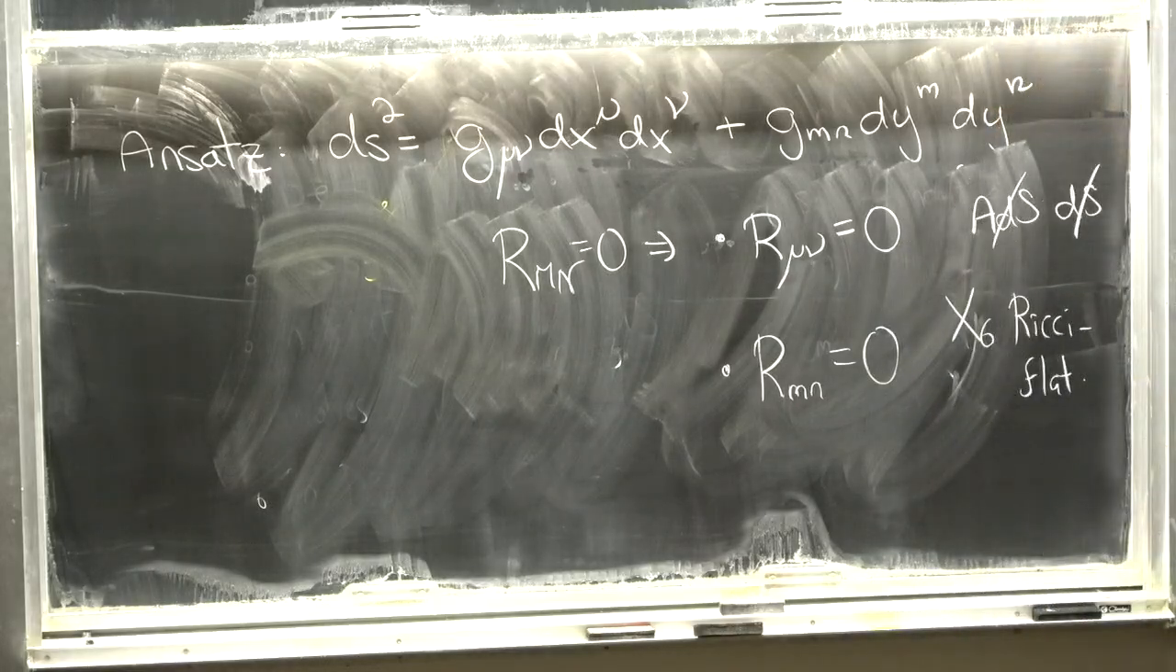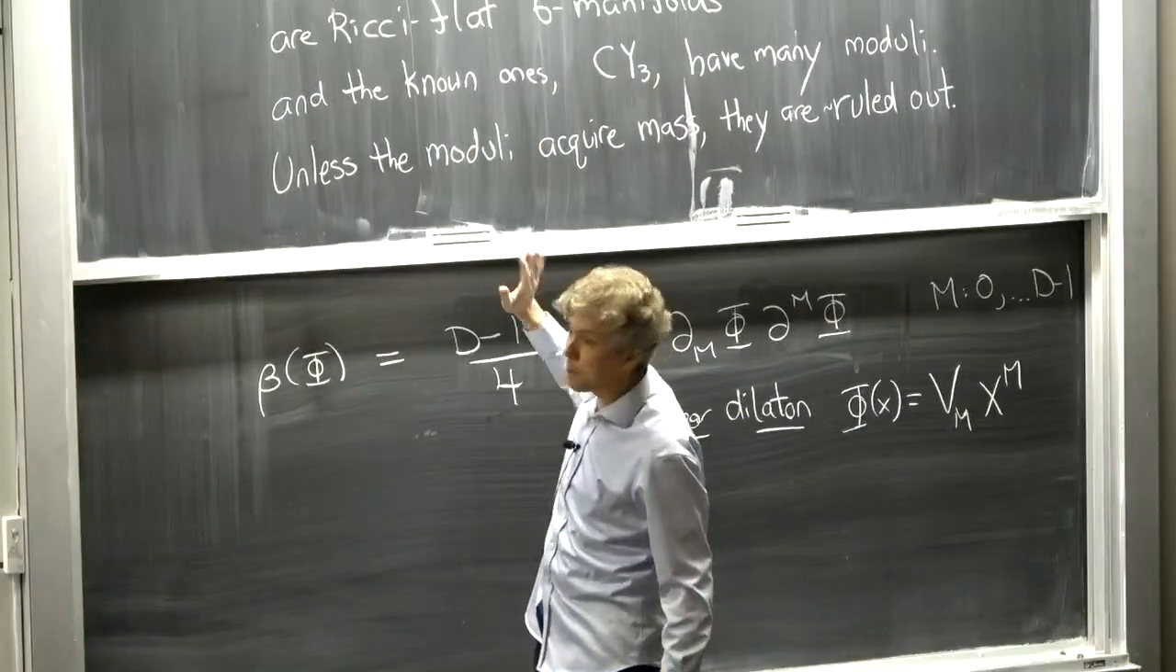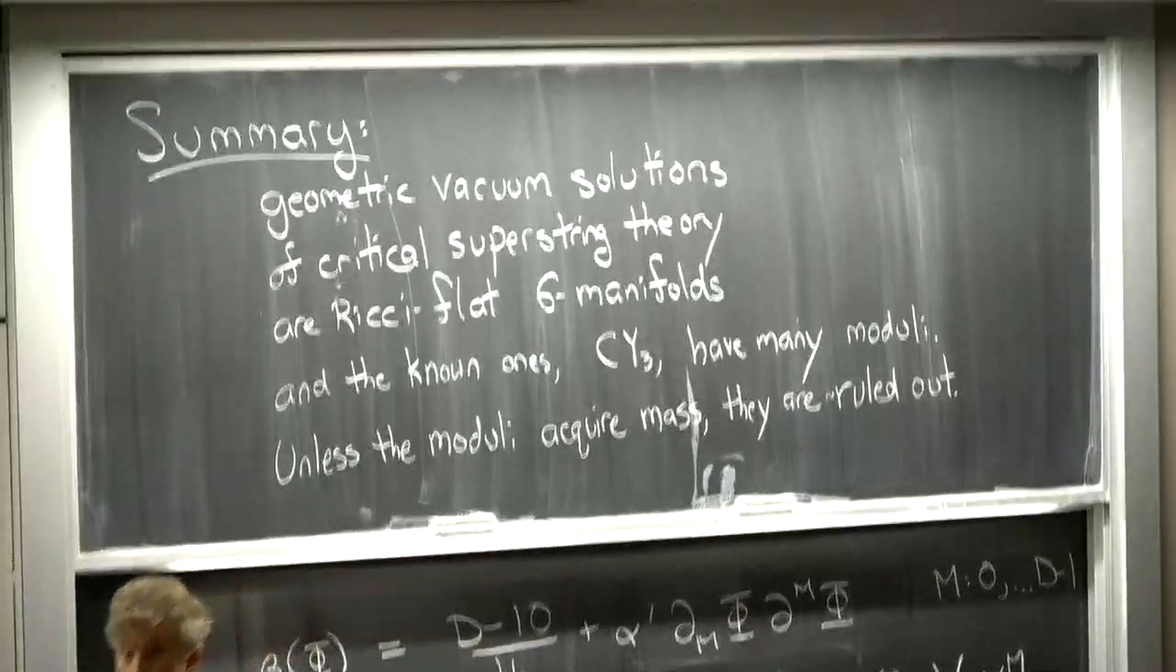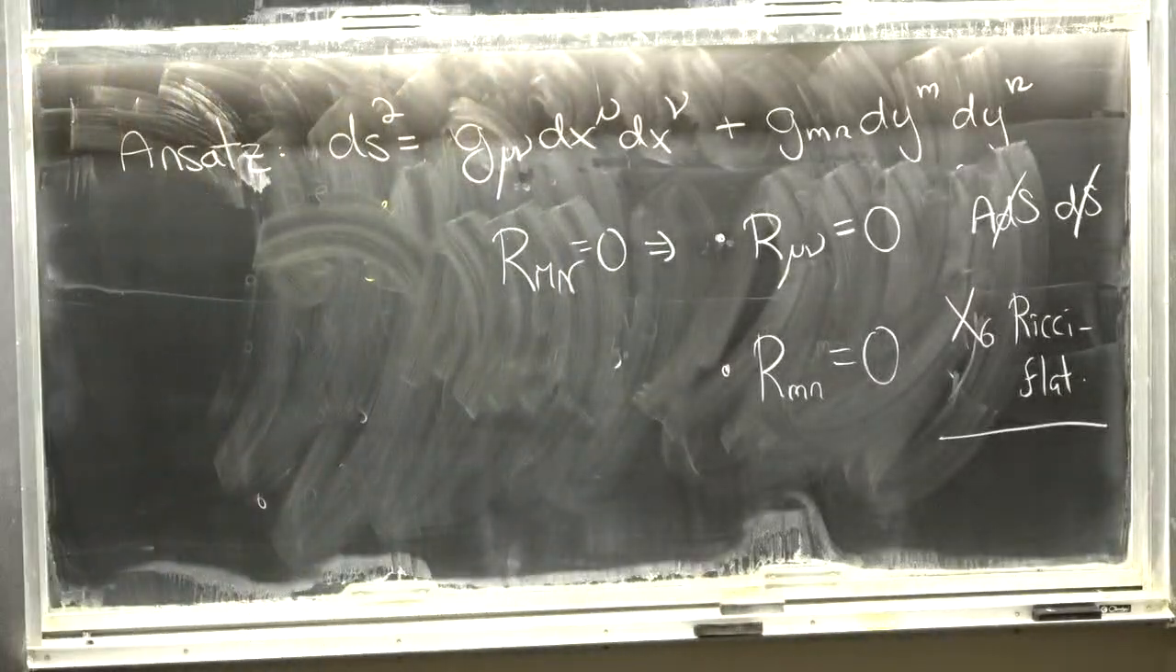And at this point, we've explained the first 3 lines. Why we're doing it and hopefully what it means. So what we want to understand now is, how do we get our hands on some Ricci flat 6 manifolds?